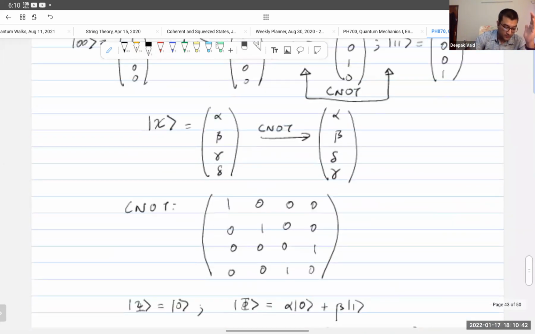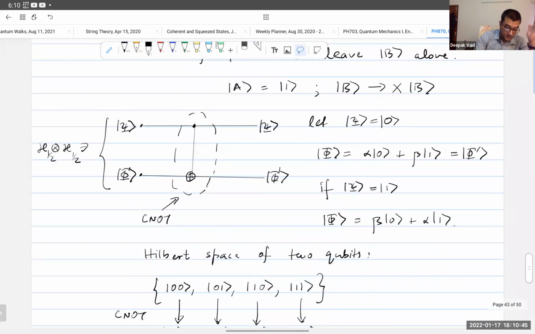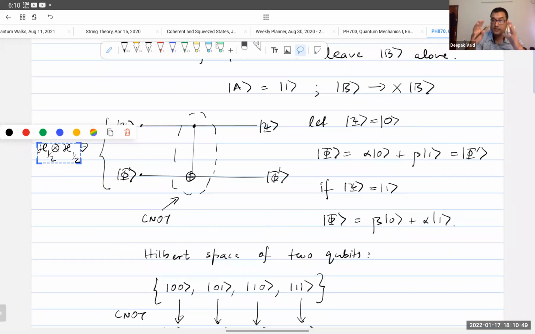This tensor product space, H1 tensor H2, is bigger than either H1 or H2. So it contains both the product states but it also contains these entangled states. And there are far more entangled states than there are product states.